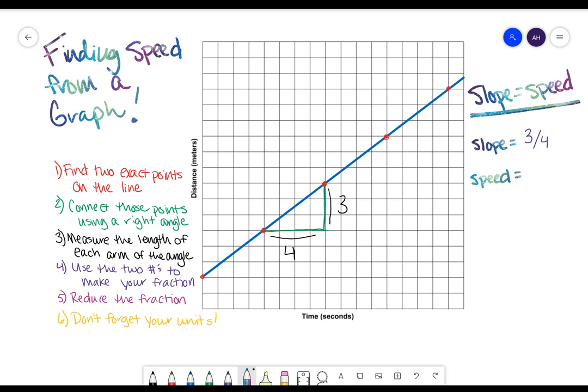All right, so the last thing I need to do is look at what my speed is. And since it's already reduced, I know that slope equals speed. So my speed is 3/4, and I can't forget my units, like it says in number 6 down here. So it's 3/4 of a meter per second. And that's my speed.